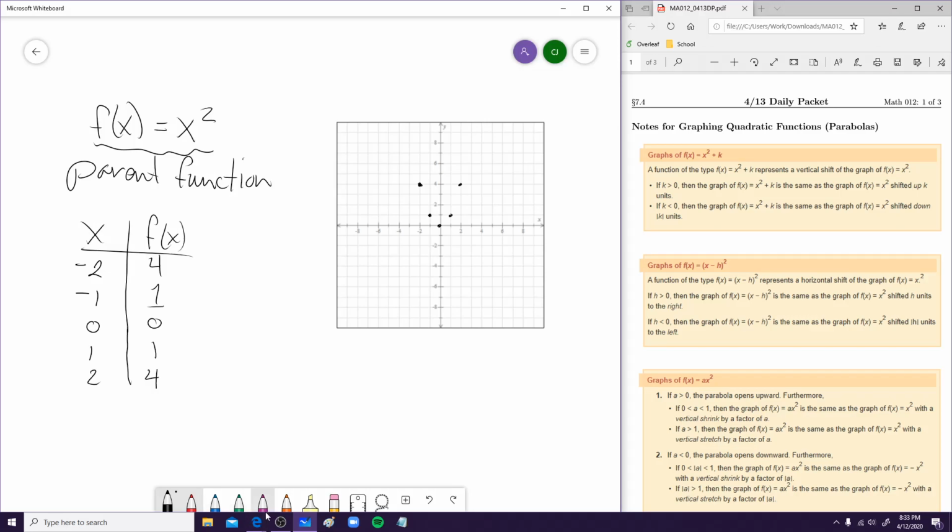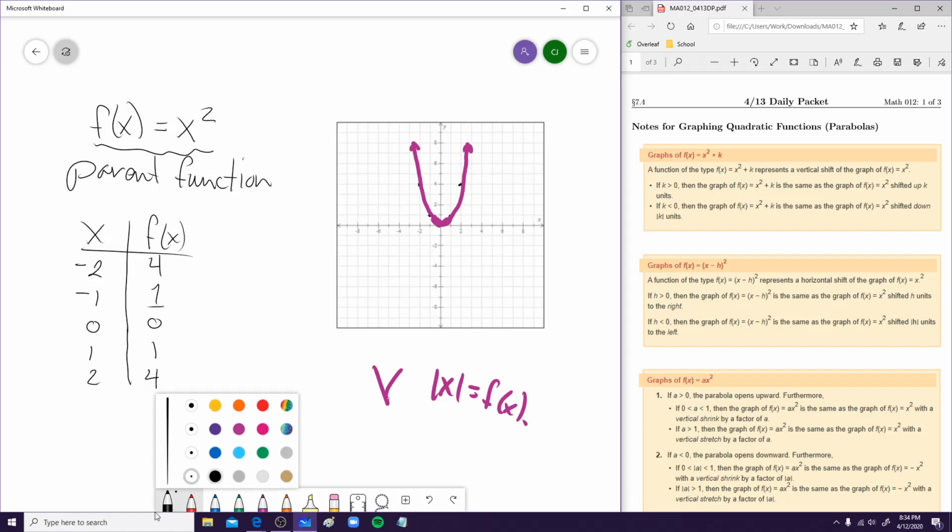I'm going to make my pen bigger so I have more room for error. Oops, oh my goodness. Okay, let me try again. Maybe I'll start at the origin. So let's go up this way, kind of. Roughly, this is what the parent function looks like. Notice that this is curved, a U shape. It cannot look like a V. A V is absolute values, but we are talking about parabolas, quadratics.